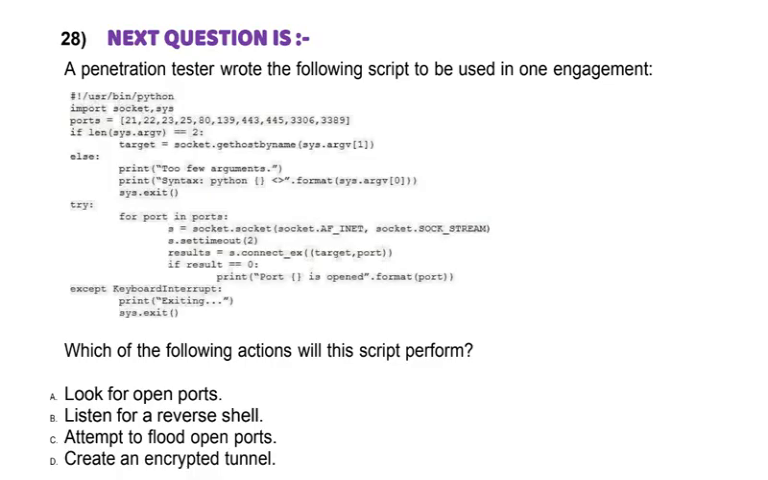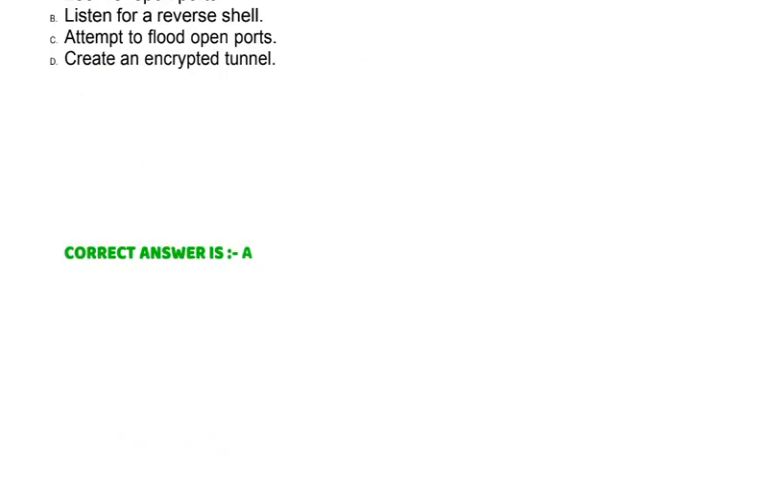Question is, a penetration tester wrote the following script to be used in one engagement. Which of the following actions will this script perform? Option A, look for open ports. Option B, listen for a reverse shell. Option C, attempt to flood open ports. Option D, create an encrypted tunnel. Correct answer is option A.